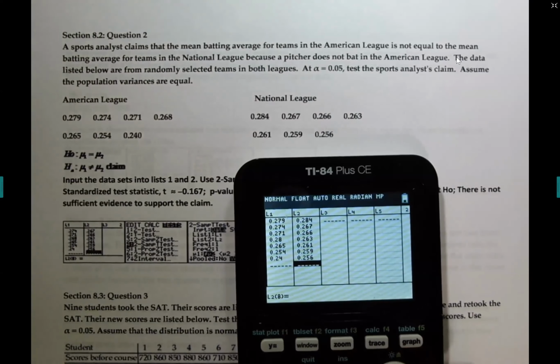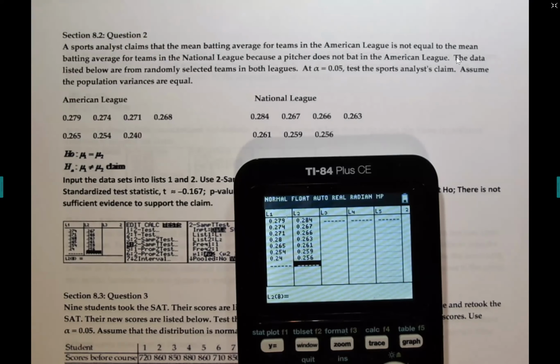A sports analyst claims that the mean batting average for teams in the American League is not equal to the mean batting average for teams in the National League because a pitcher does not bat in the American League. The data listed below are from randomly selected teams in both leagues. At alpha equals 5%, test the sports analyst's claim. He says clearly that the mean batting average in the American League is not equal to the mean batting average for teams in the National League.